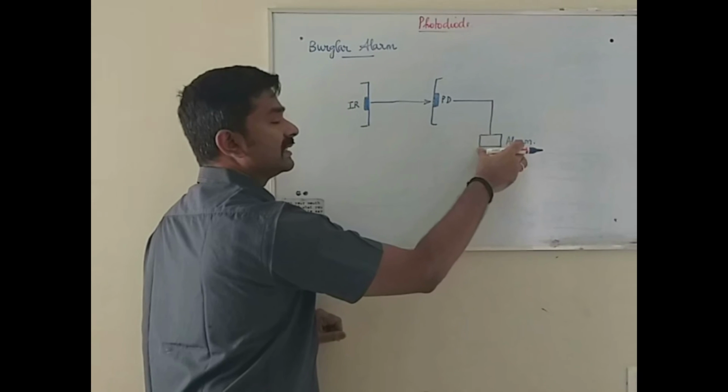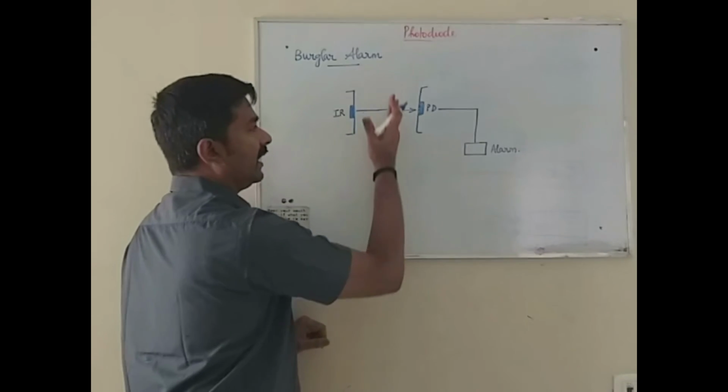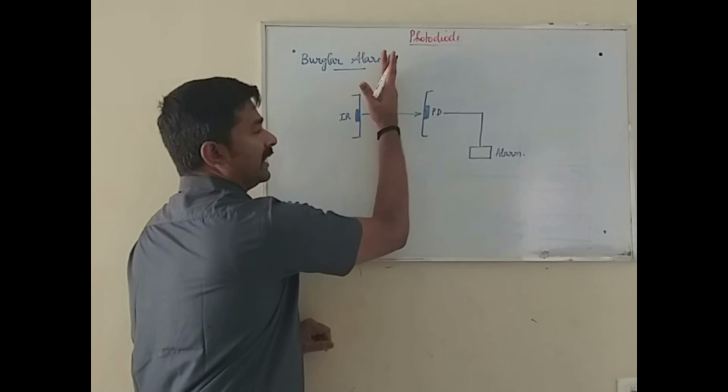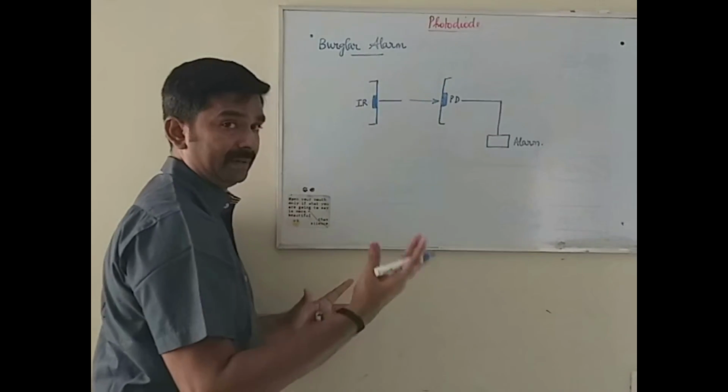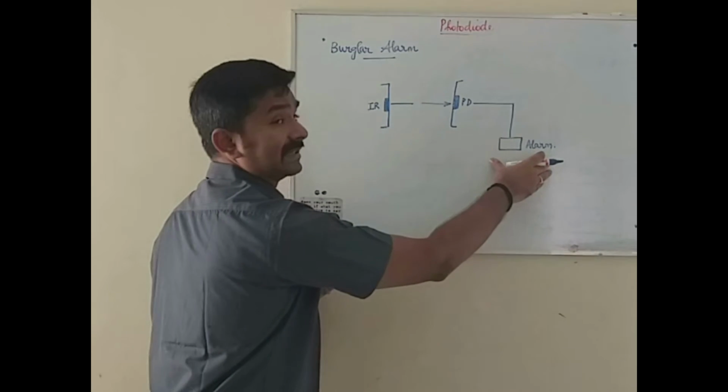The alarm circuit is designed in such a way that whenever the light is broken, the path of the light is broken, this alarm is going to beep. So that is how this alarm circuit is designed.